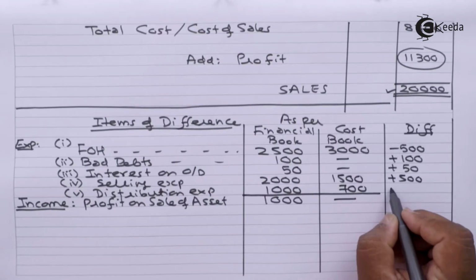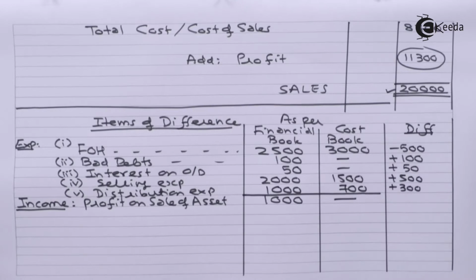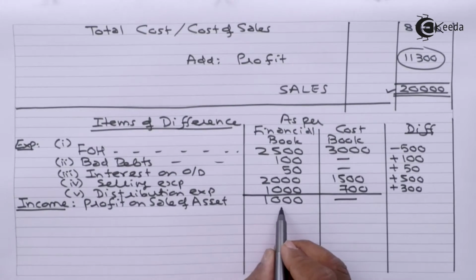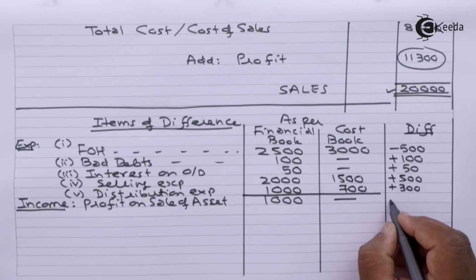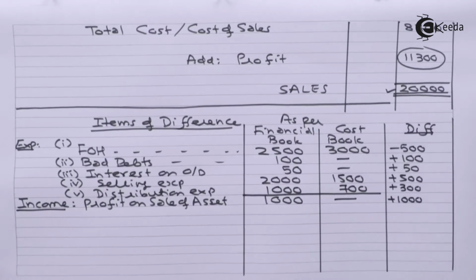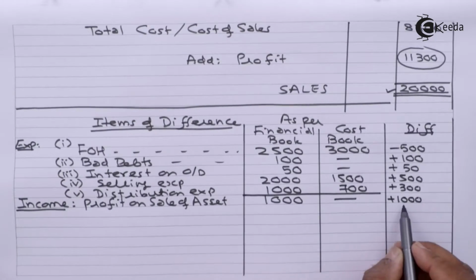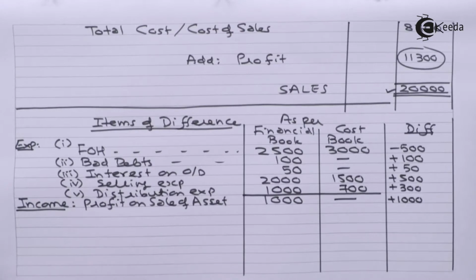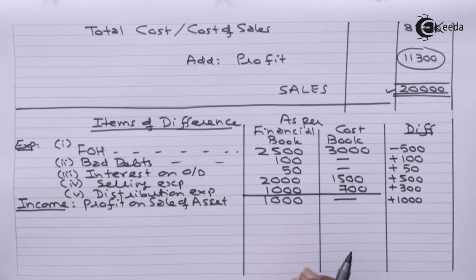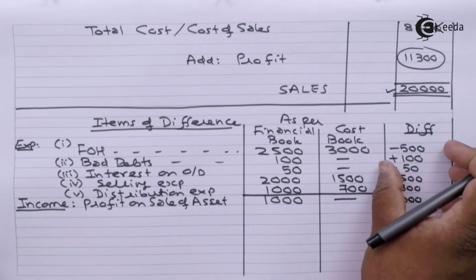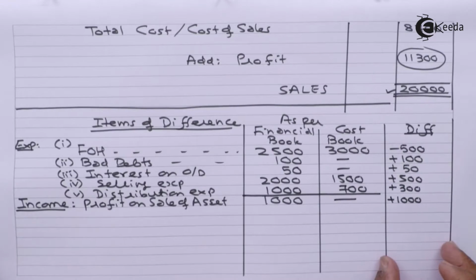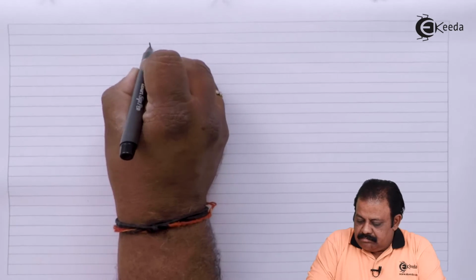1000 minus 700, plus 300. Profit on sale of asset 1000 minus 0. It is income, plus 1000 we have written. So this is the analysis of expenses we have done. Now this difference column will be used to prepare the actual profit reconciliation statement.